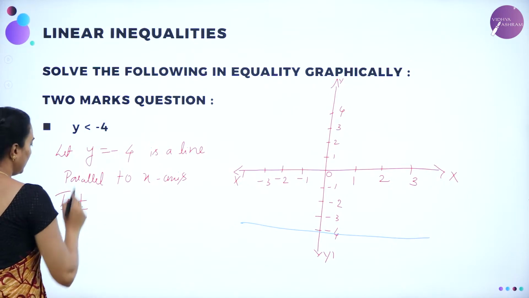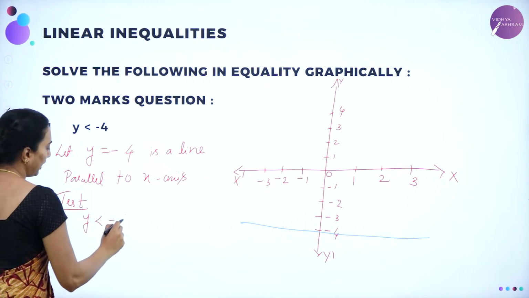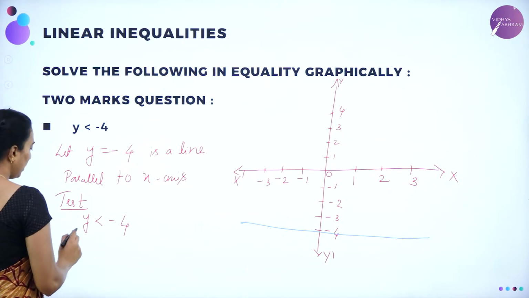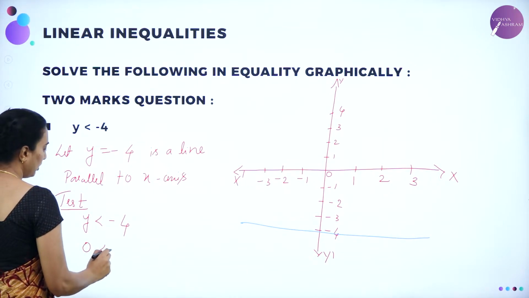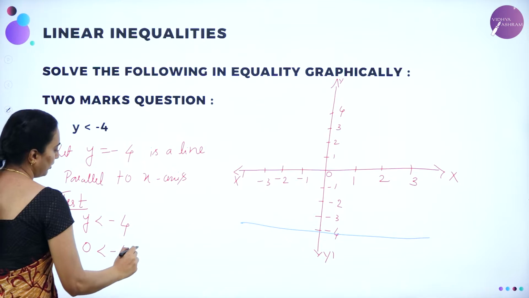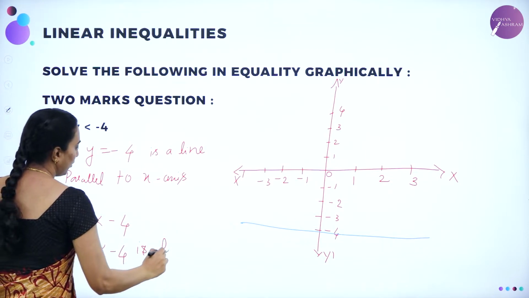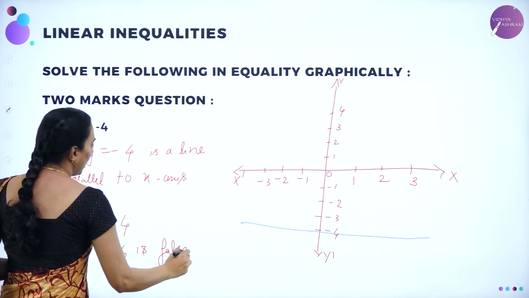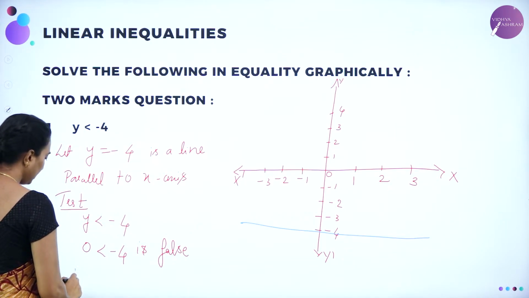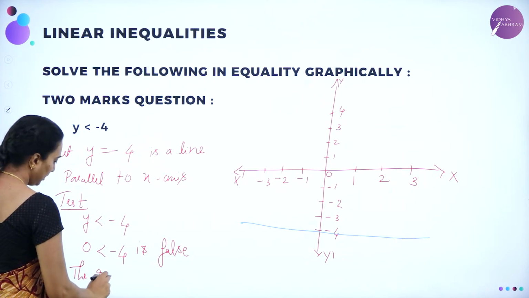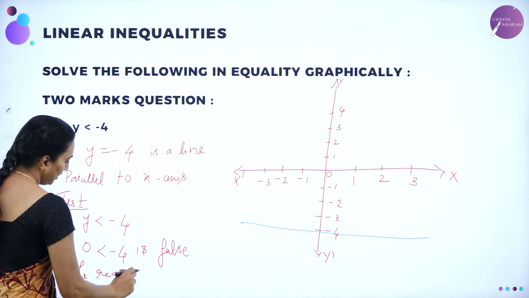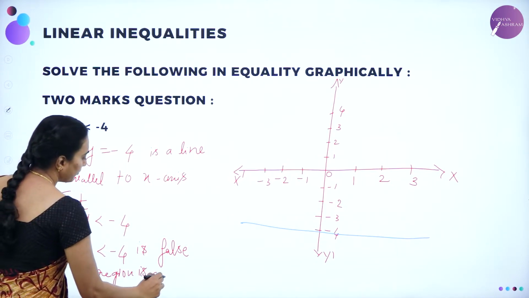So we need to take y is lesser than -4, as they have given. I need to take y equal to 0. If I take 0 is lesser than -4, never, it is false. False means the region will be away from the origin. The region is away from the origin.